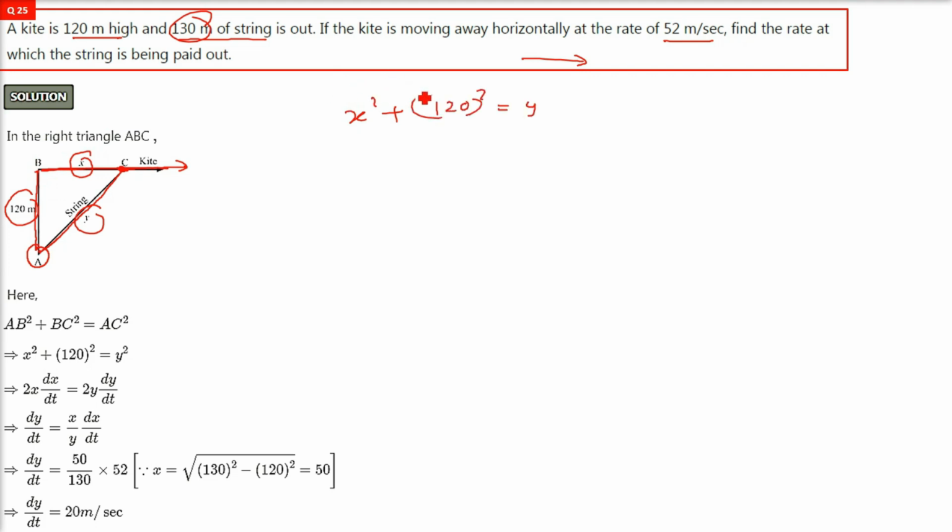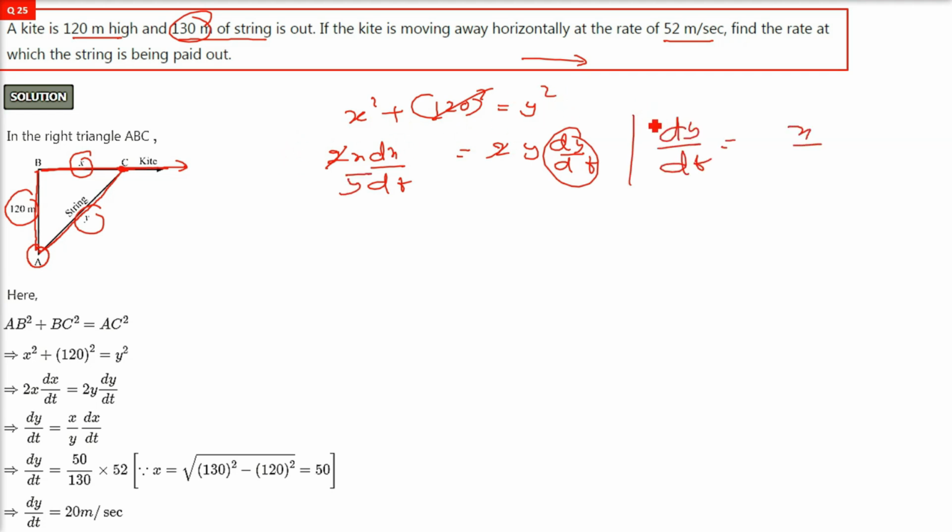X square plus 120 square is equal to Y square. And let us differentiate this. 2x dx by dt, 120 will be 0, equals 2y dy by dt. Now you can just cancel this 2, and there is a relationship between x, y, dx by dt and dy by dt. We need to find out dy by dt, as I suggested, the rate at which the string is being paid out. So dy by dt is x by y times dx by dt.